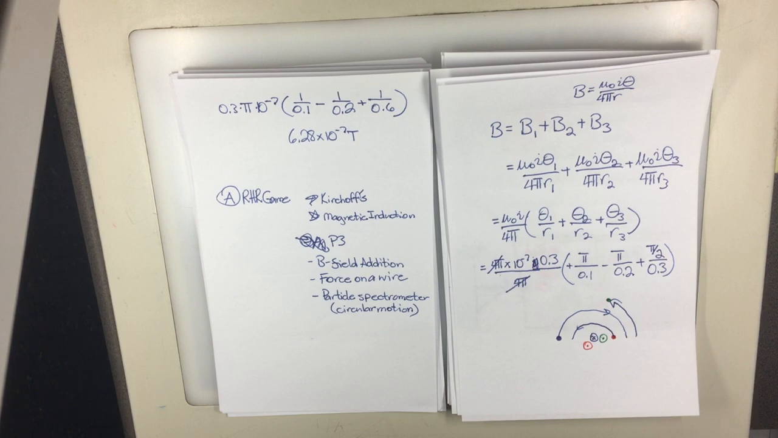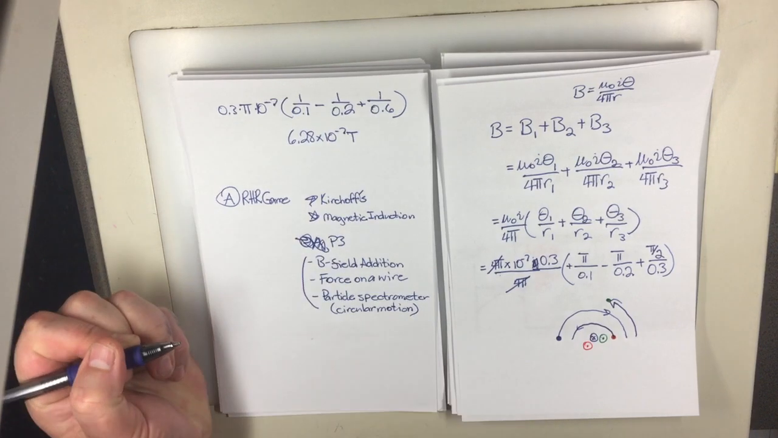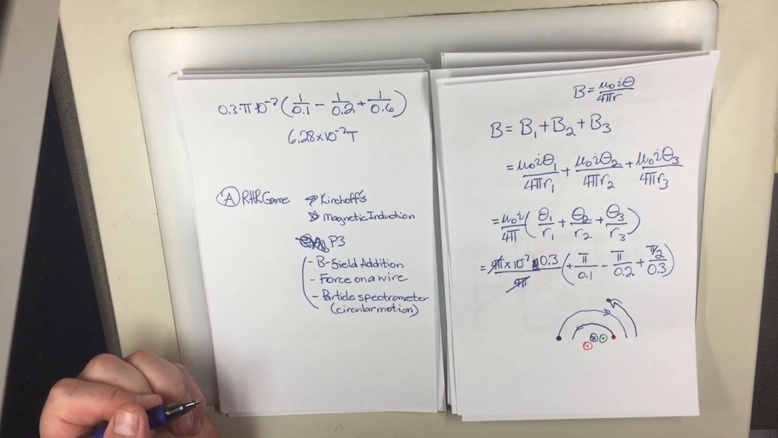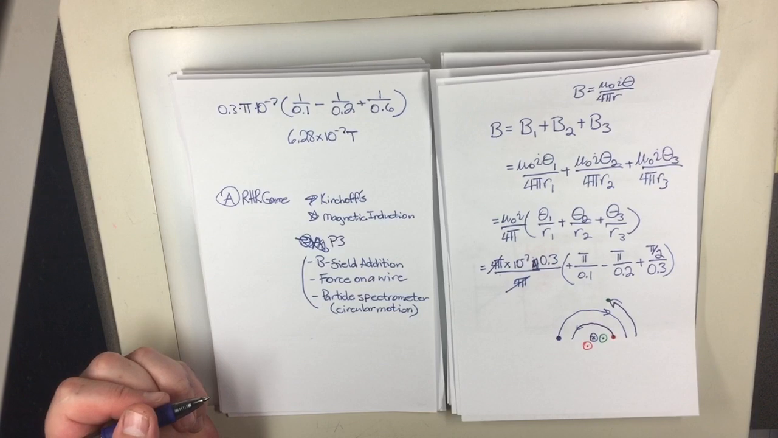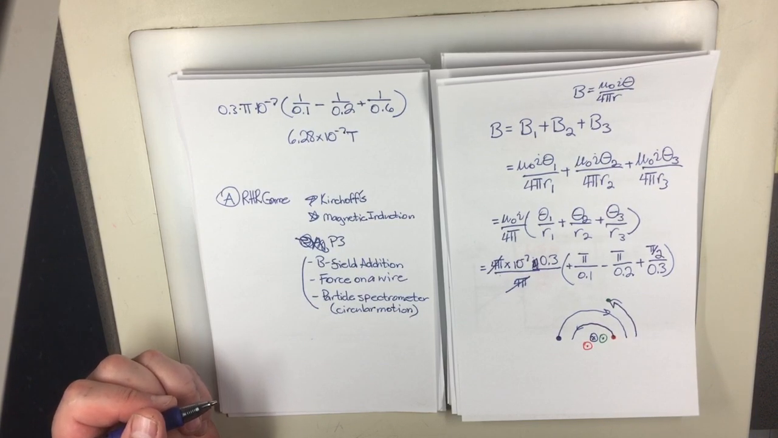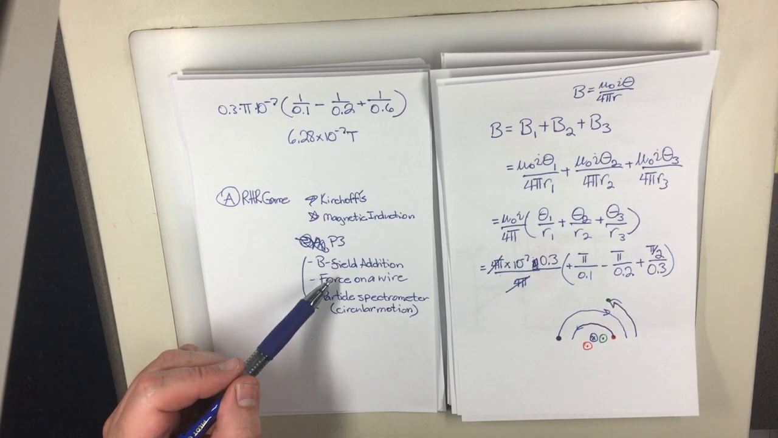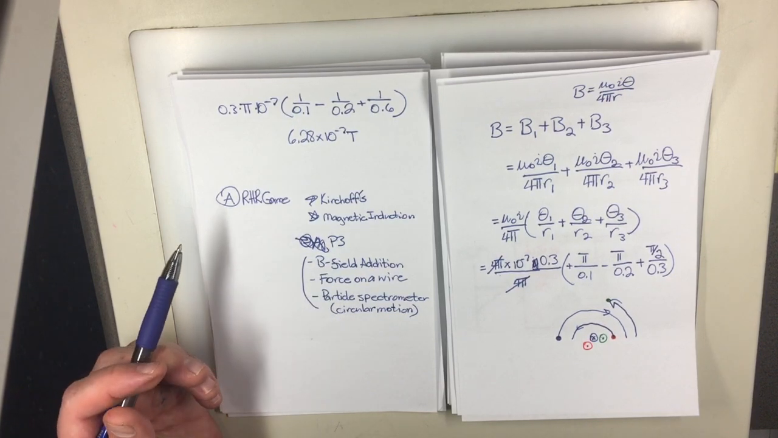So that's the right-hand rule game, which means that the last problem will be like one of these, and I don't know which. Best guess, I'll probably flip for it, and it'll be one of these 3, is my guess.